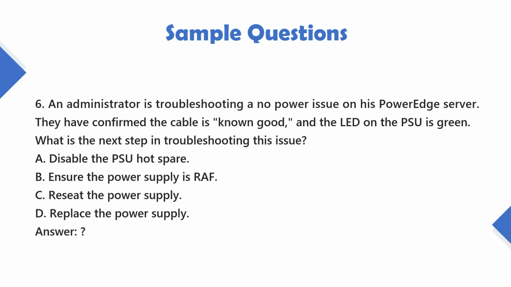6. An administrator is troubleshooting a no power issue on his PowerEdge server. They have confirmed the cable is known good, and the LED on the PSU is green. What is the next step in troubleshooting this issue? A. Disable the PSU hot spare. B. Ensure the power supply is RAF. C. Reseat the power supply. D. Replace the power supply.